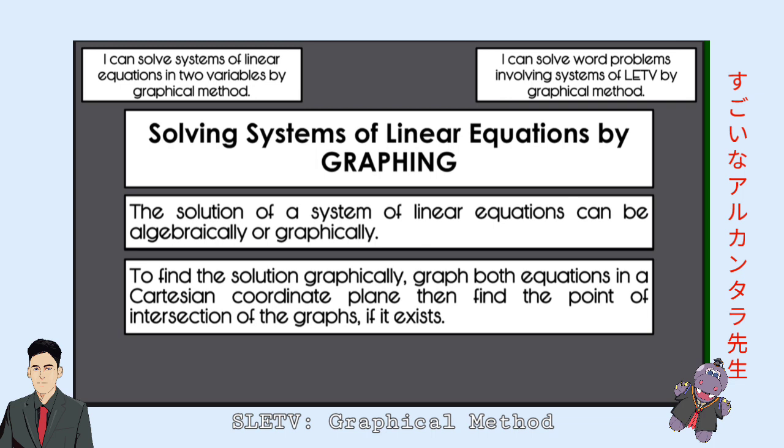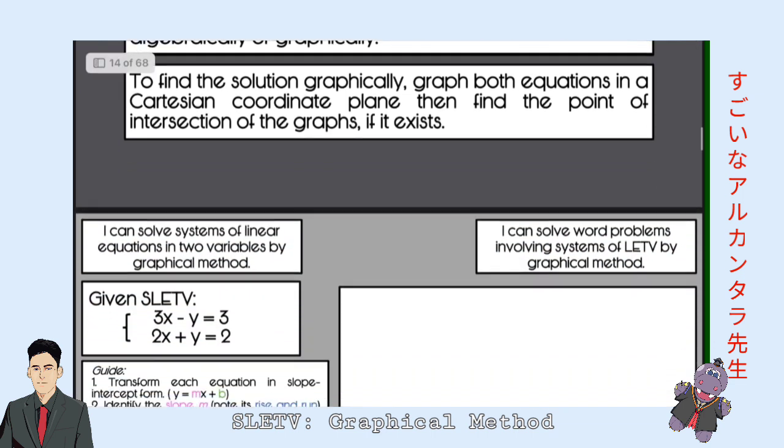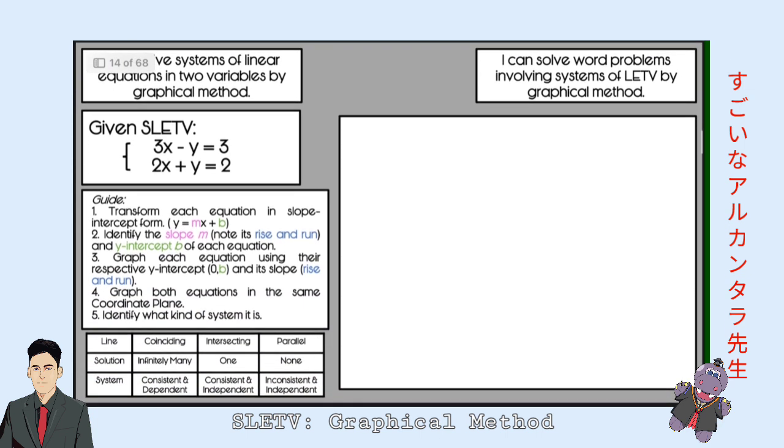Why is that the terminology there? Because again, during the first part of our discussion, it was mentioned that we could have coinciding, we could have intersecting, and we could have parallel lines. Okay, so let's start with our first example. We have 3x minus y is equal to 3, and we also have 2x plus y equal to 2. You have the guidance there on the left side of your screen so that you know how to follow through. At the same time, you can pause this video every time that we do the example so you can try it on your own.